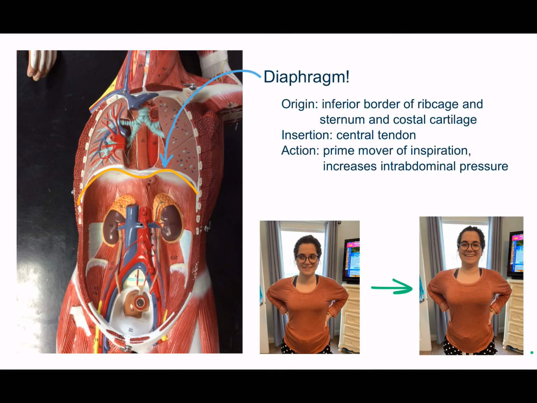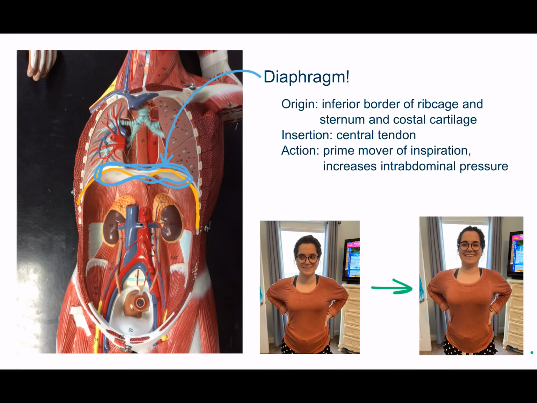So the diaphragm originates on the inferior border of the rib cage, so you see right here, and the sternum and the costal cartilage. So you'll see on the skeletal model it makes more sense, but it inserts on the central tendon, and the central tendon is this white stuff right here. The central tendon's honestly just chilling up in there, and it is there to help your diaphragm out and your internal organs out. And the diaphragm is the prime mover of inspiration.